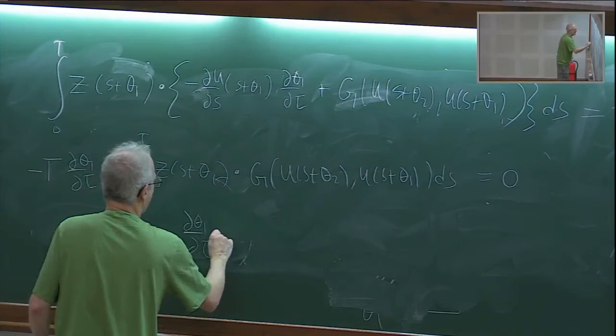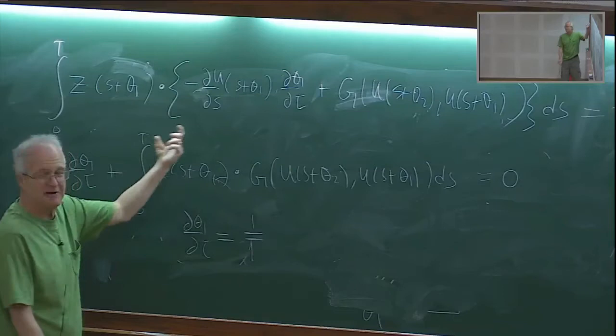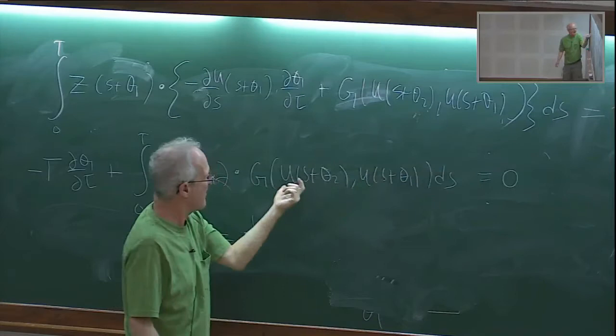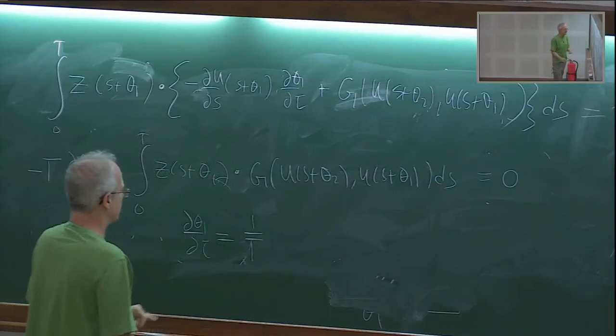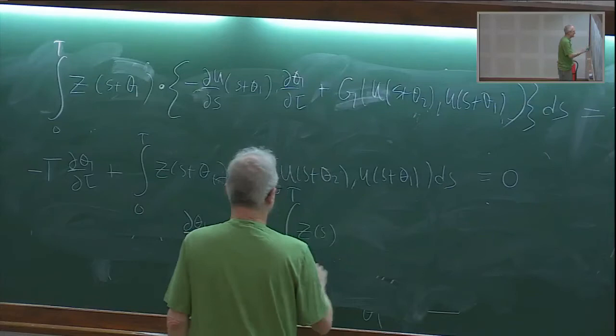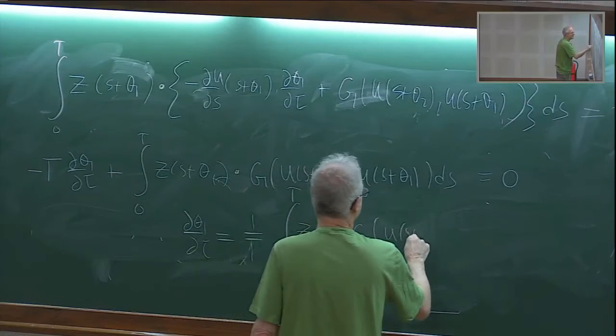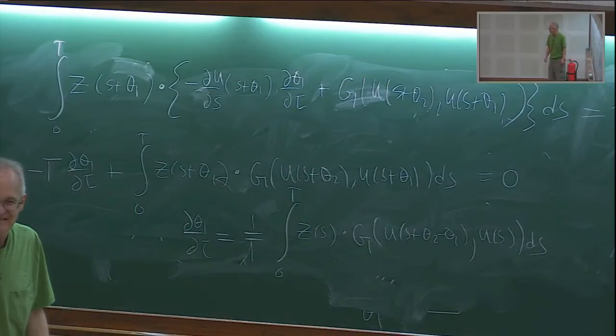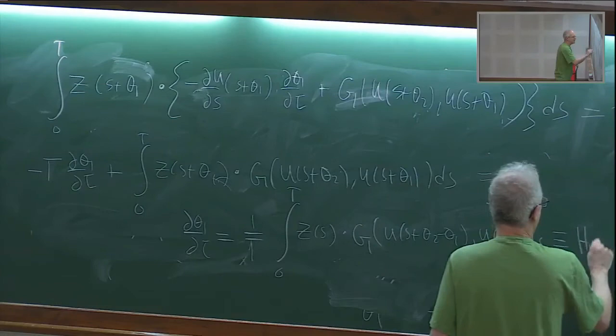Now, here's the cool thing. This is a periodic function, so if we make a change of variables, we can shift by theta 1 here. That will do the same thing there, and that will just give you theta 2 minus theta 1. So this is just 1 over t, integral from 0 to t, z of s dot g1 of u of s plus theta 2 minus theta 1 comma u of s, ds. And I'm just going to call that H1 of theta 2 minus theta 1.